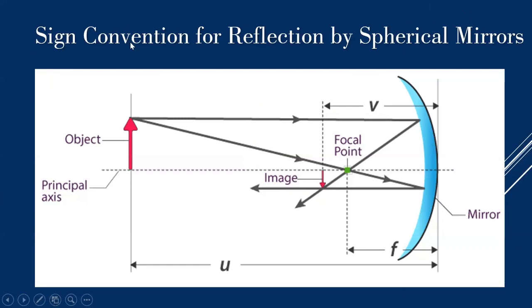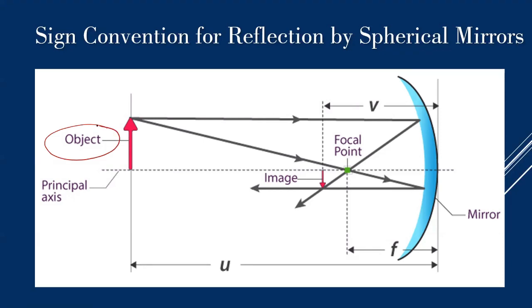Now we come to sign conventions. For calculation of object distance, image distance, focal length, and to understand the nature of the image, we need to understand the sign conventions for calculations. By default, an object is always on the left side of the mirror, be it a concave mirror or a convex mirror. The object should always be on the left side.